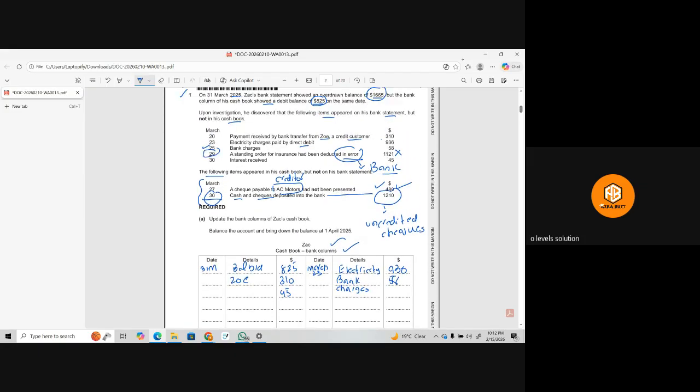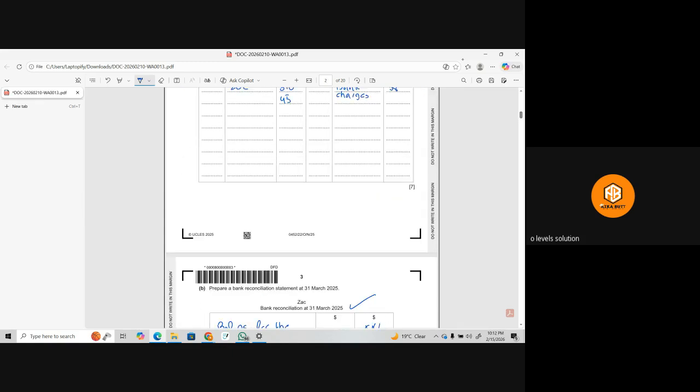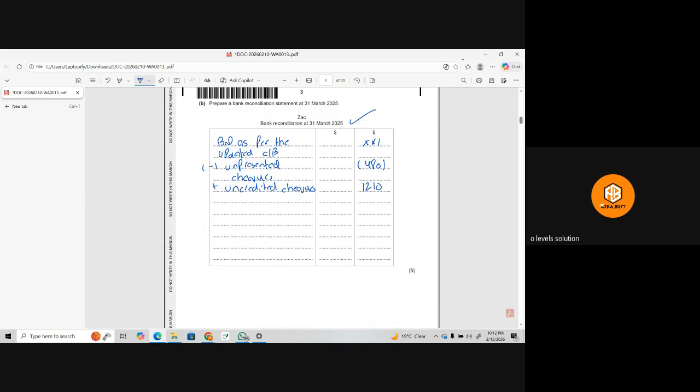If you see the error was on 29th March, there was a standing order for the insurance which was deducted by the bank in error. So since it was deducted by the bank in error, that is why we have to add it back into the cash book balance so that we can get the right balance. So we will be writing bank error here.